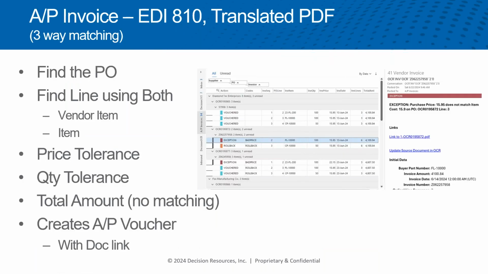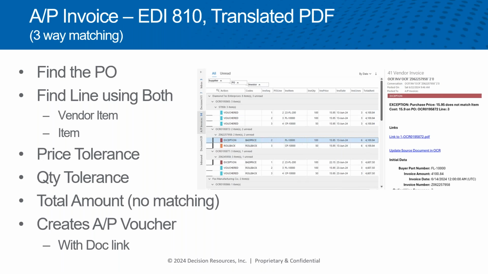So how does our invoice matching work, what does it do? This applies to the AP invoice, it applies to the EDI 810, but first thing we do is find the PO. Then we find the line using both, and this is a nice feature. If it has a part number and it can't find it as the vendor item, it'll turn around and look for it as the item number in Sightline. So you're not having to do this double search.